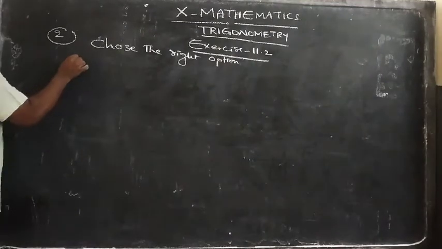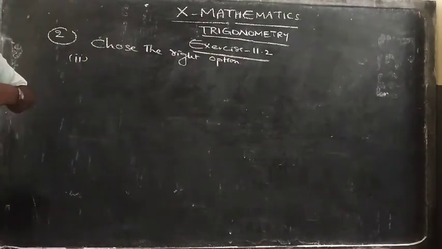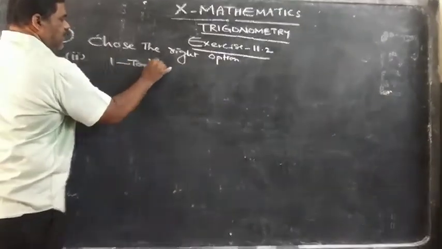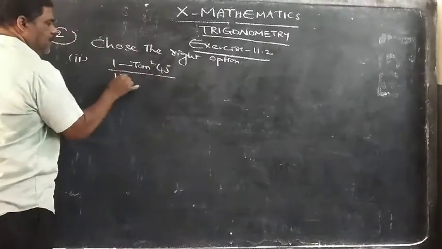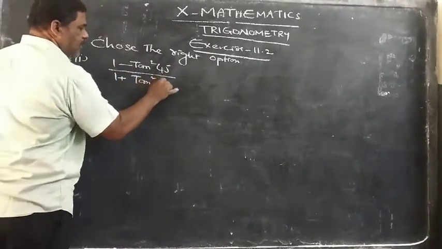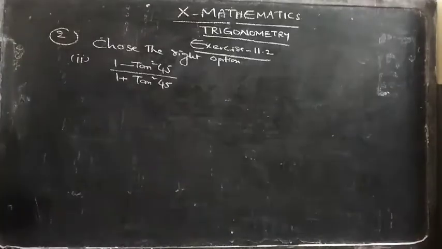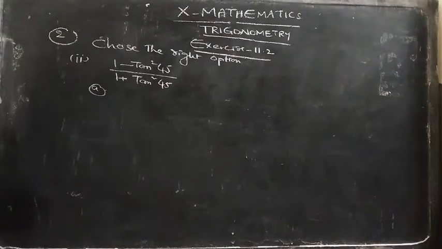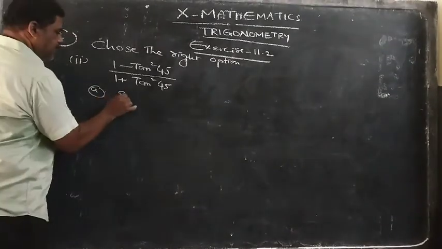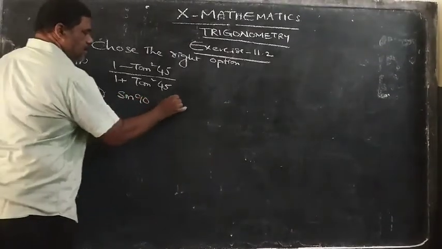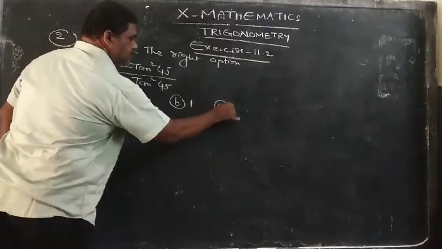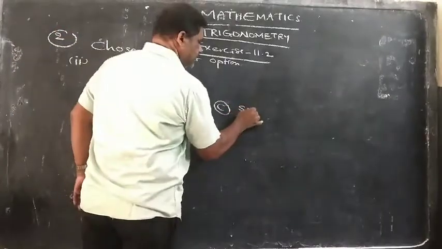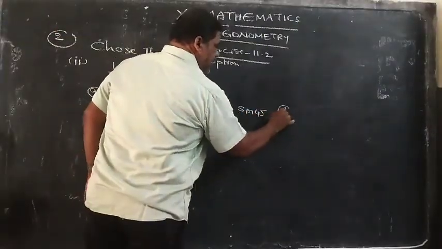Right, second one. 1 minus tan square 45 by 1 plus tan square 45. Here 4 options are given. First one is A, sin 90, B, 1, C, sin 45, and D is 0.